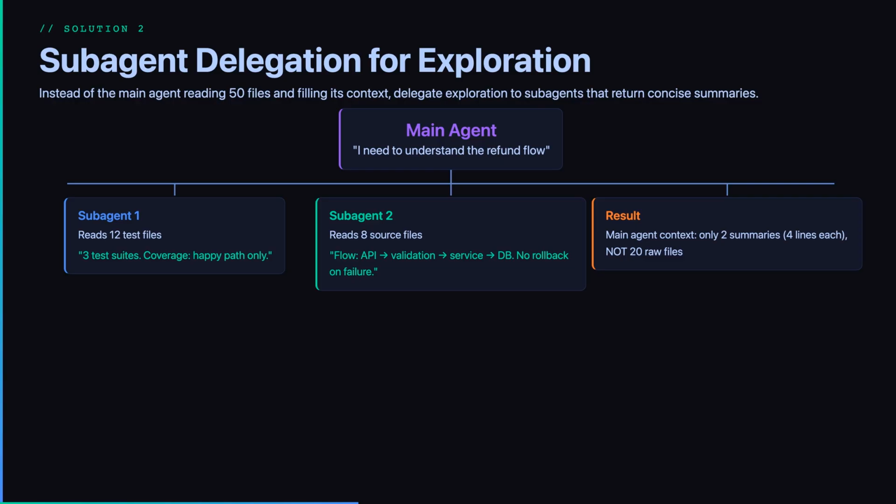The main agent says, I need to understand the refund flow. Subagent 1 reads 12 test files and returns: 3 test suites found. Coverage is happy path only, no error path tests. Subagent 2 reads 8 source files and returns: the flow goes from API handler through validation to service layer to payment gateway to database, with no transaction rollback on gateway failure. The main agent's context contains only these two 4-line summaries, not 20 raw files. Context is preserved for actual decision-making.